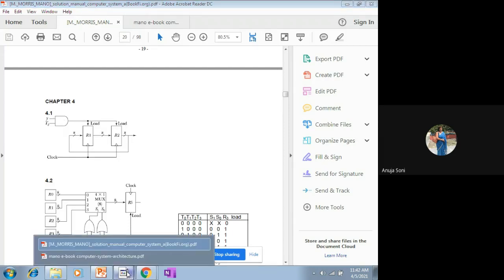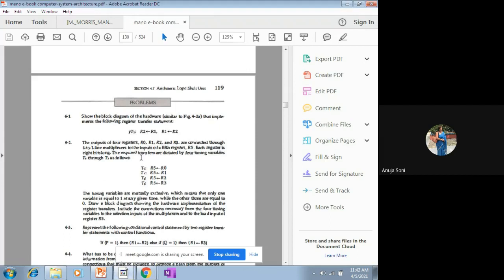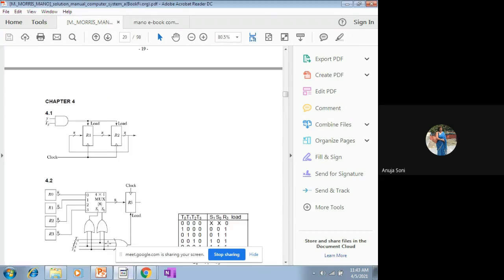YT2, what is the meaning of that? It was given in the question. YT2 means that whenever the AND operator is applied over Y and T2 and the result becomes 1, it is enabled, and only then will this register transfer take place. So you have to show that by drawing a block diagram. That means the AND operator is applied, and when its value comes out to be 1, the load signal will be enabled.